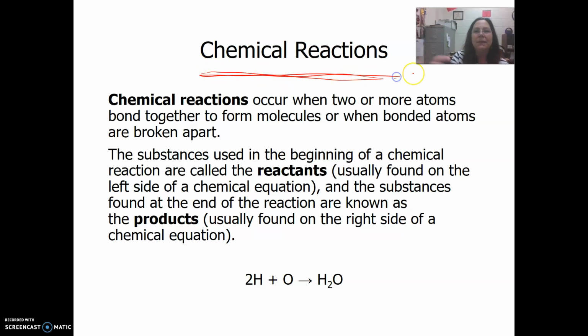So, chemical reactions. We're just going to do some basics. Chemical reactions occur when two or more atoms bond to form molecules, or when bonded atoms are broken apart, or sometimes when atoms just change places. We call that an exchange reaction, or displacement. But anyway, the chemicals before the arrow are called the reactants. They're like the ingredients in a recipe. They're what you start with. And the products, which are on the right side typically, water is the product in this reaction. The products are what is formed, what is produced.